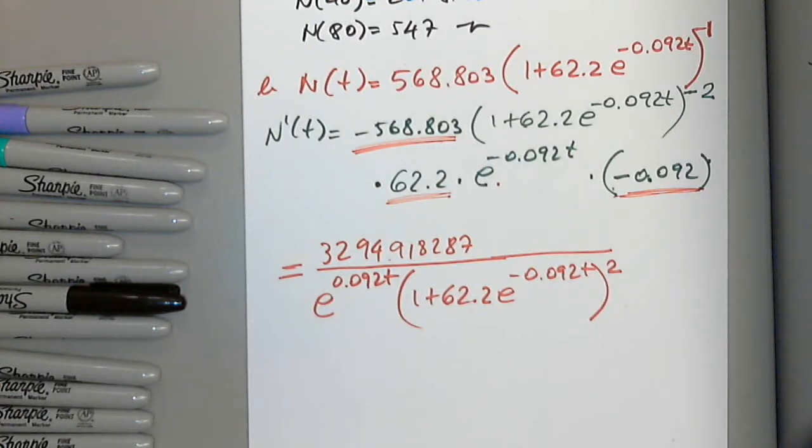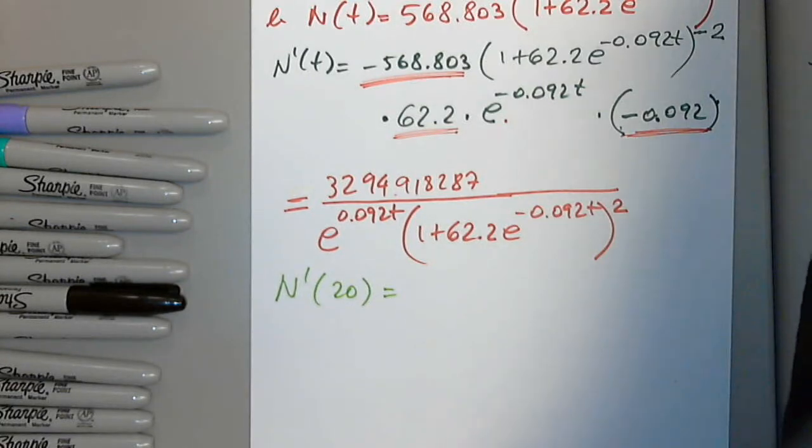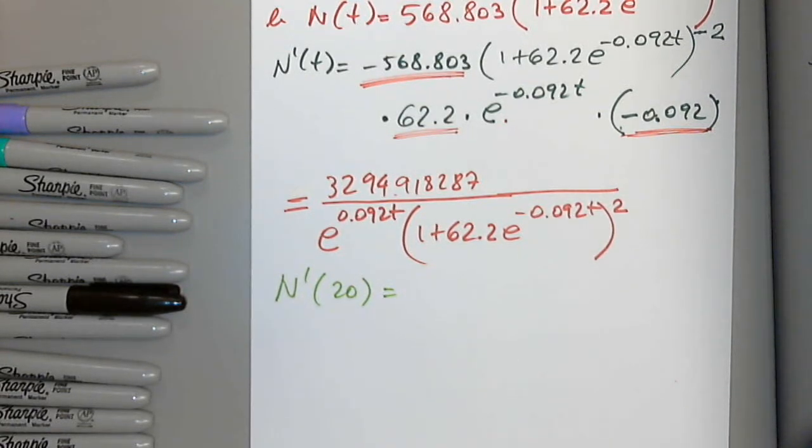Find the rate at which the disease is spreading after 20 weeks. What do I have to do now? 20. Exactly. Do we all agree? So then n prime of 20. This is super ugly. So do not delete what you had, because I'm going to use it. And I'm going to divide now. Divide, in parentheses, don't forget, by e. Parentheses again for the power, 0.092 multiplied by 20.